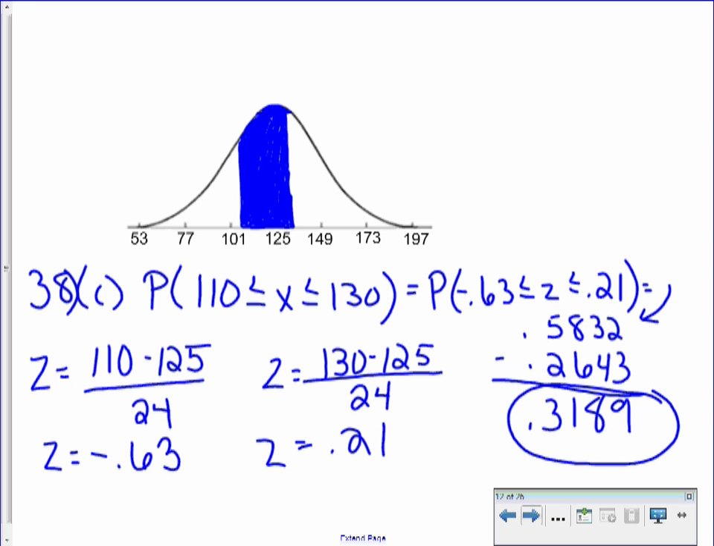Questions? Yes. How do you know which one to subtract? You always start with the larger. It's just like elementary school: larger minus smaller. Where did 0.63 come from? It was from the z-score. Oh, I mean the 2643. Oh, that's from looking up the negative 0.63. Any other questions?